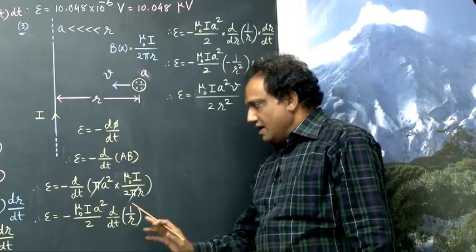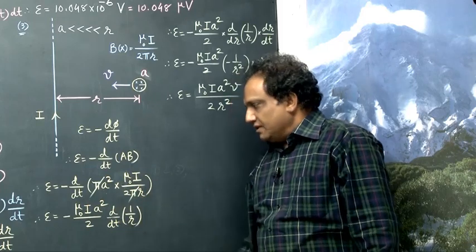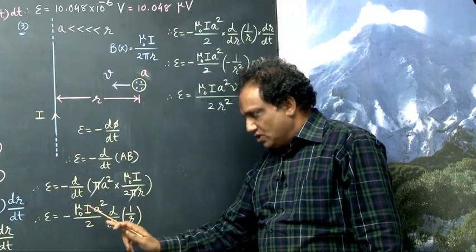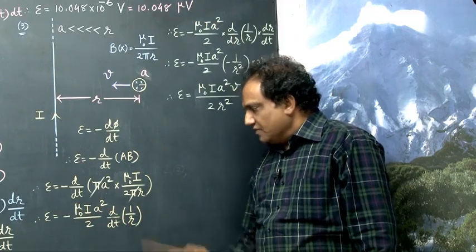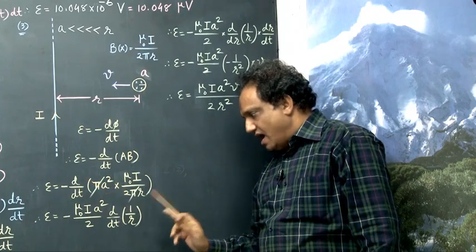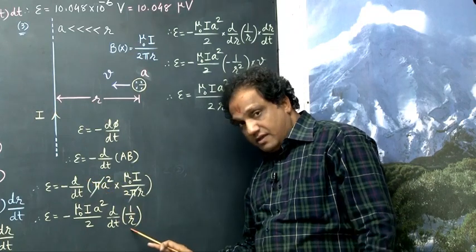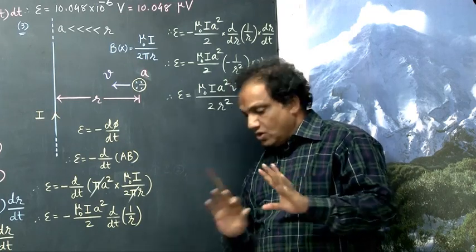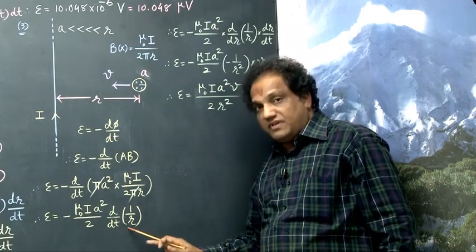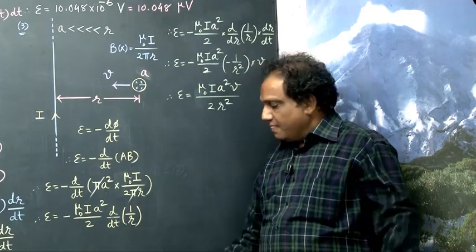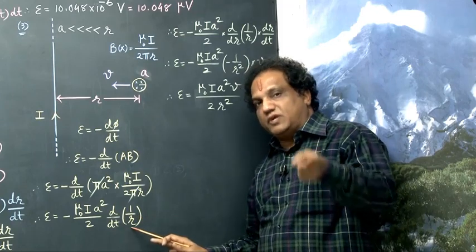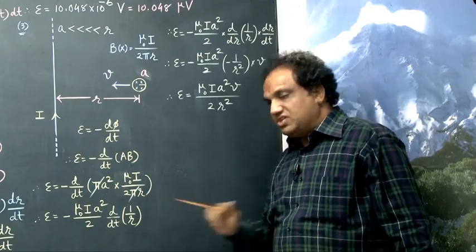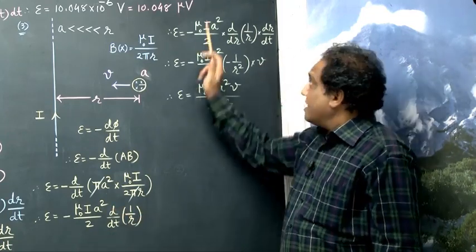Fine. Now tell me, pi and pi will cancel. Then minus mu 0 I a square upon 2 into d by dt of 1 upon r. Can you take derivative of this part directly with respect to time? No. Inside part is a function of r. Then we should take derivative first of all with respect to r, and then separately we should take derivative of r with respect to time. Fine. Apply chain rule. This part as it is. This part as it is.